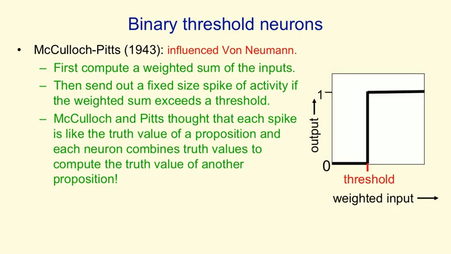For a binary threshold neuron, you can think of its input-output function as: if the weighted input is above the threshold, it gives an output of 1, otherwise it gives an output of 0.